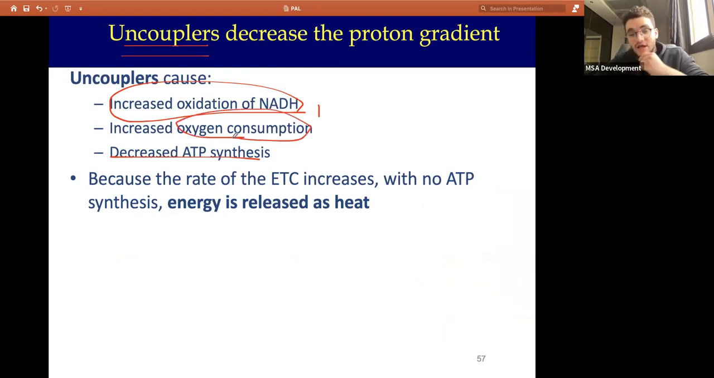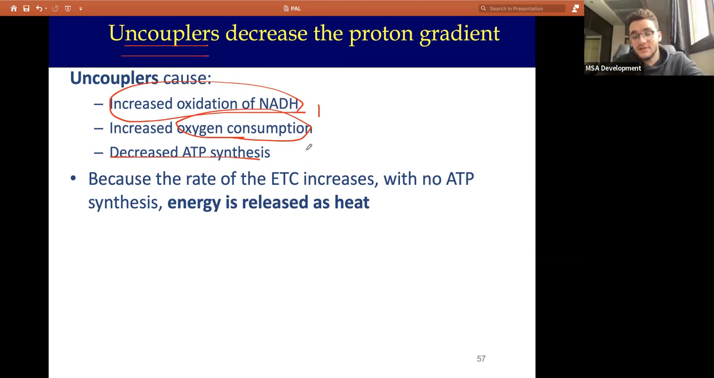And why is that? Because when there is no proton gradient, the proton gradient is lost, right? So the electron transport chain is going to keep on going because there's no gradient. You want to form a gradient, so it's going to keep on going. And for it to keep on going, it's going to use NADH. So it's going to oxidize NADH. That's the first point. And the second point is going to be using oxygen consumption. It's going to be using oxygen to accept these electrons.